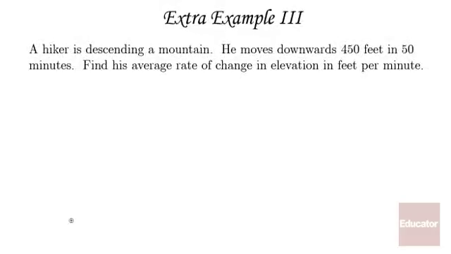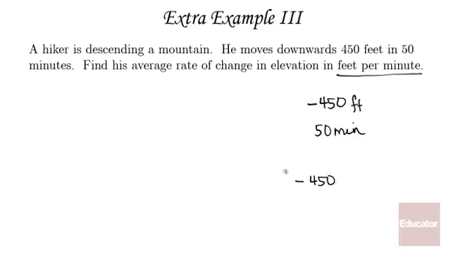Let's look at an example with rate of change. A hiker is descending a mountain. He moves downwards 450 feet in 50 minutes. Find his average rate of change in elevation in feet per minute. So he's moving downwards, so the correct integer would be a negative 450 to represent downward motion in 50 minutes. Negative 450 feet in 50 minutes. And it's asking us to find feet per minute. Per means for 1. So I'm going to do negative 450 divided by 50.